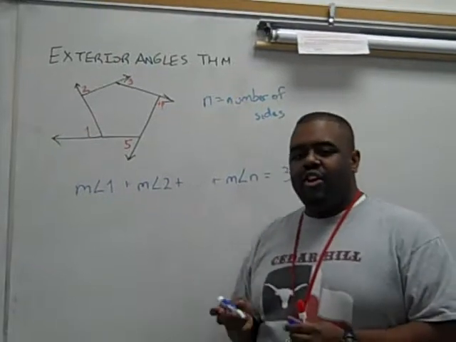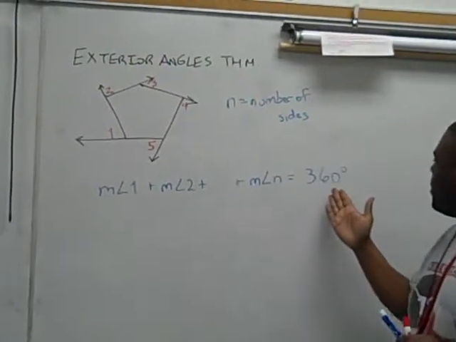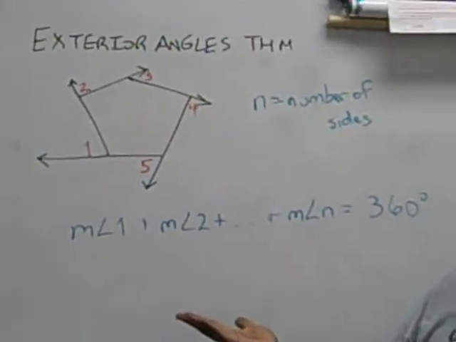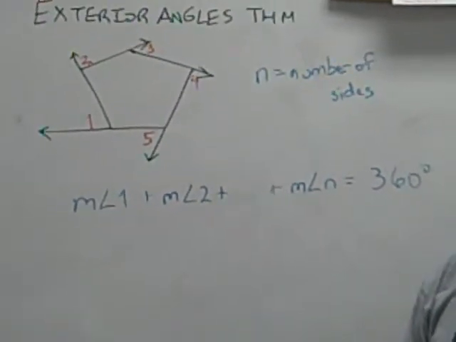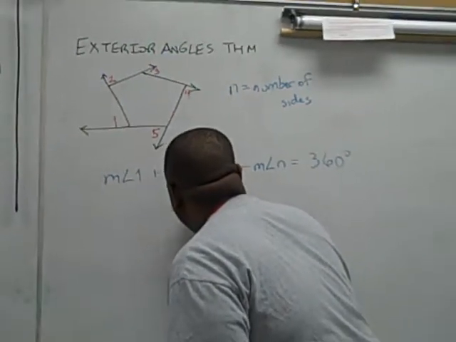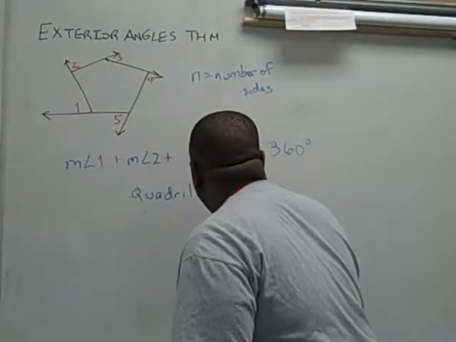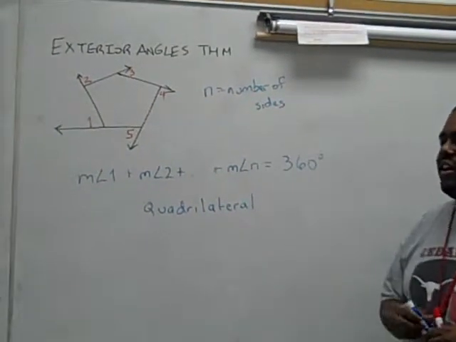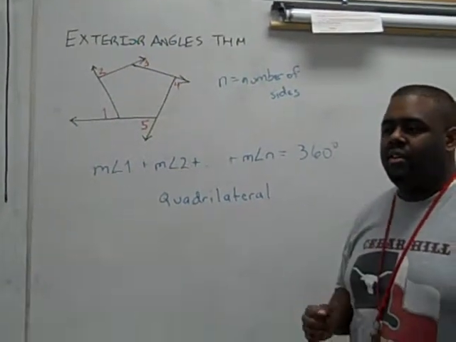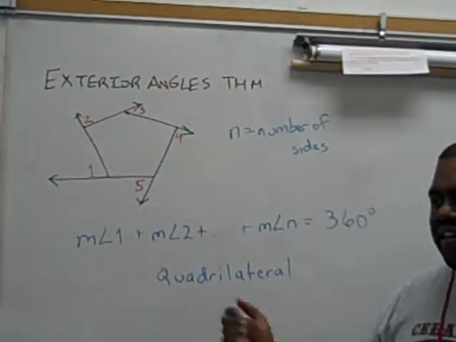Now, do you happen to know which polygon has the same sum of interior angles as sum of the exterior angles? Any guesses? Ah, very good. It's a quadrilateral. A quadrilateral is the only polygon where the sum of the exterior angles and the sum of the interior angles equal the exact same number, which is 360 degrees. All right? So, just want to give you that fact.